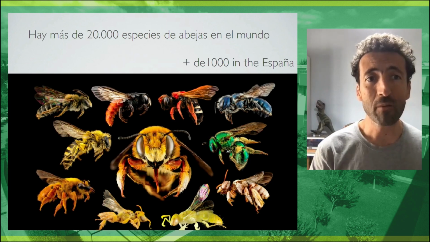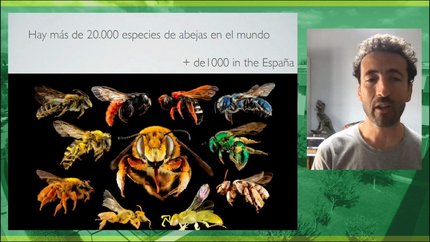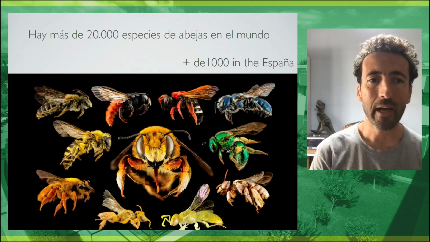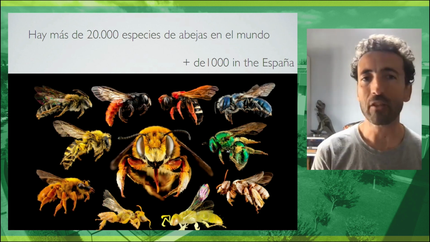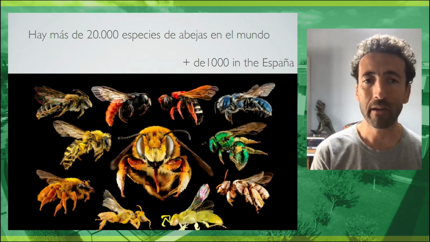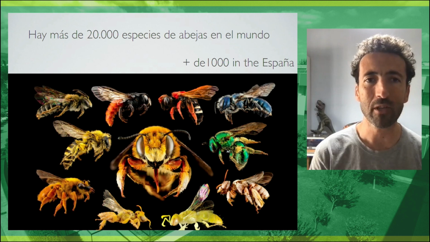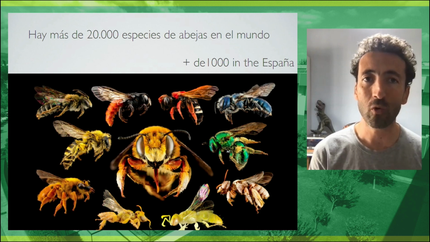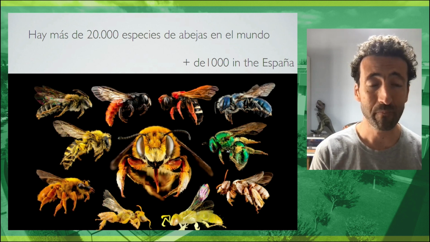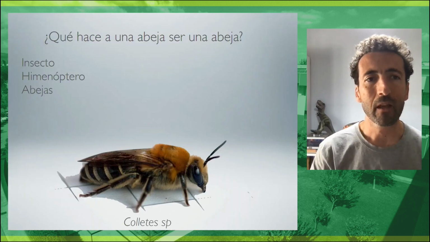because the world of bees is as large as the world of flowers. In fact, there are over 20,000 species of bees in the world. And in Spain, where we have a large bee biodiversity, we have over 1,000 bee species. That's double the number of bird species. And you get all types of bees, different colors, different behaviors. Some are parasites. And this biodiversity is what we study.